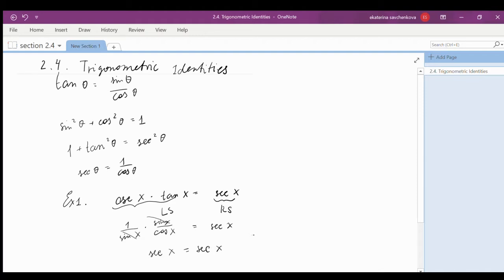Okay, I want to make a pause and move to my next example.